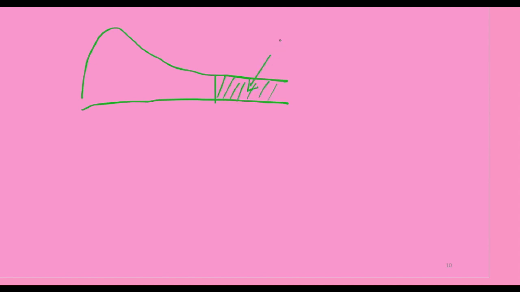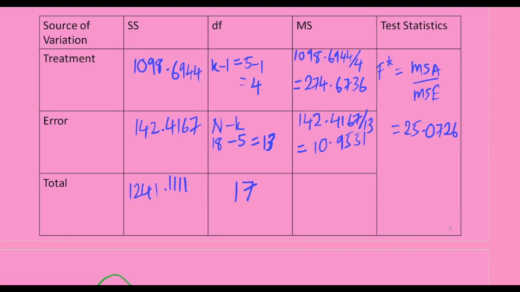What's the next step? Perfect, your rejection region. So, where's your rejection region for ANOVA? Yes, on your right hand side. And this is your rejection region of alpha 0.05. To find the critical value here, simply take F of 0.05 and the 2 degrees of freedom, which is 4, 13.